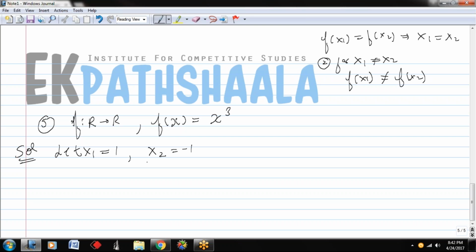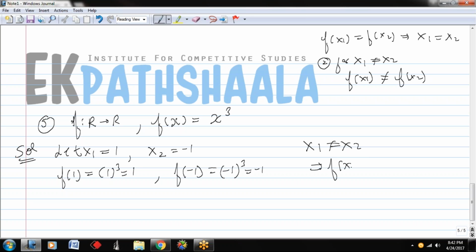and x2 be equal to minus 1. Therefore, f of 1 will be 1 cube, that is 1. f of minus 1 will be minus 1 cube, that is minus 1. Therefore, you can see that for x1 not equal to x2, we are getting f of x1 not equal to f of x2. Yes or no? I took two different values of x1 and x2, and my answers are also coming out different. That means for x1 not equal to x2, I'm getting f of x1 not equal to f of x2.